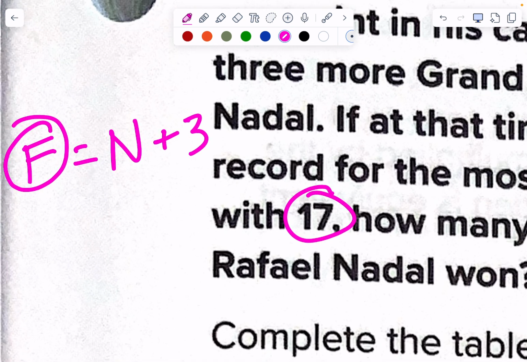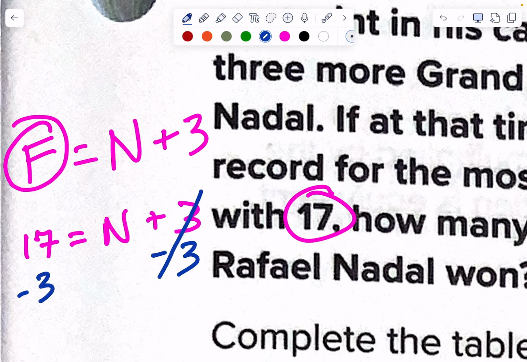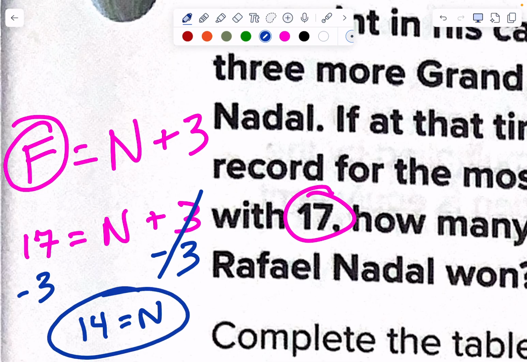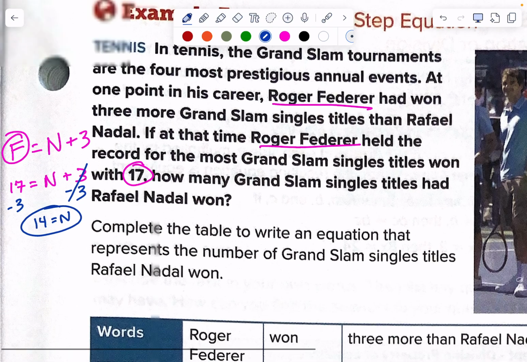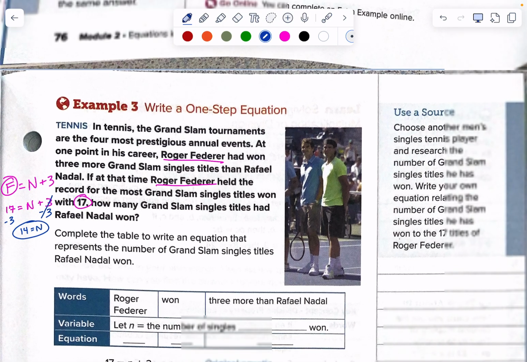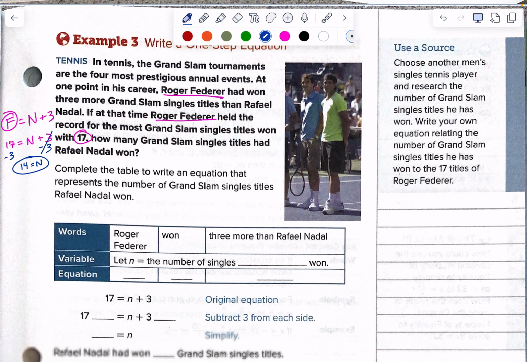So where are we plugging 17 in? F, right? 17 equals N plus 3. Now to get the N by itself, I'm going to subtract the 3. 14. And N is equal to 14. So Nadal at that time had 14. Perfect. Not too bad. Easy peasy. Okay? Grand Slam single titles.